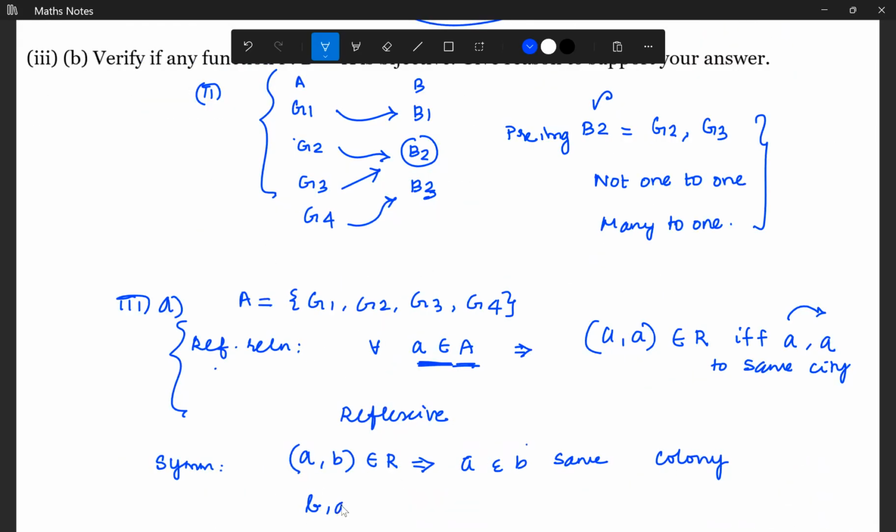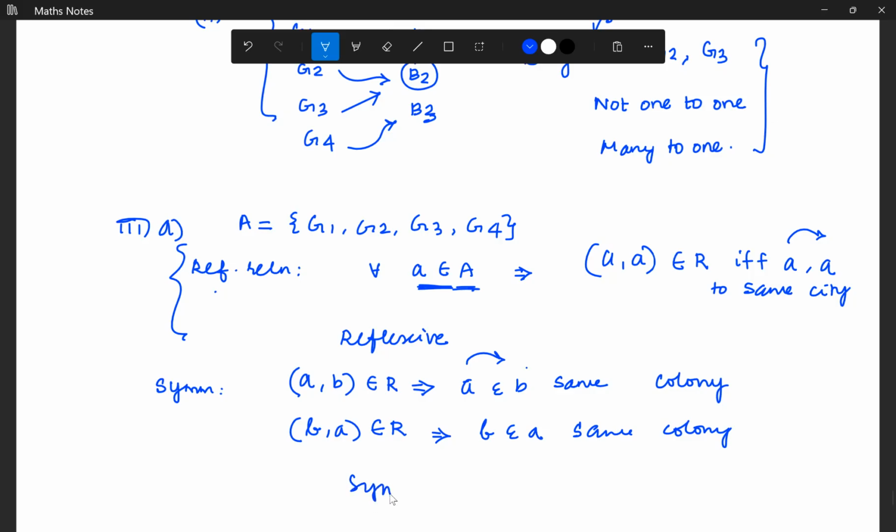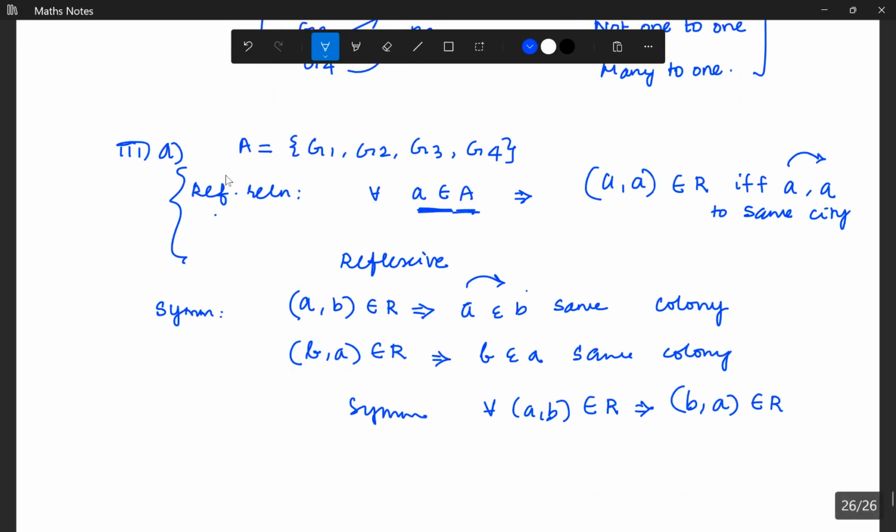Now b comma a will also belong to the same R, right? So B and A will belong to the same relation. Definitely, if A and B belong to the same colony, B and A are also going to belong to the same colony. B and A cannot be in different colonies, right? It's literally A and B and A, both are same. So it has to be symmetric. Hence it is symmetric relation because for every A comma B that belongs to the relation set R, B comma A also belongs to the relation set R. On to the next question.